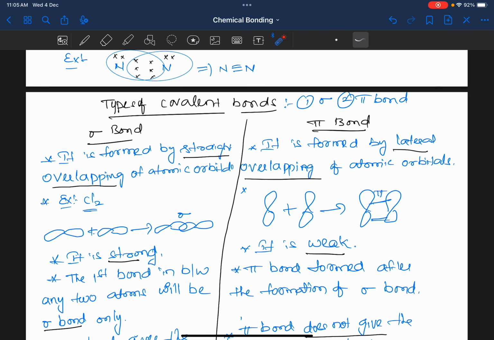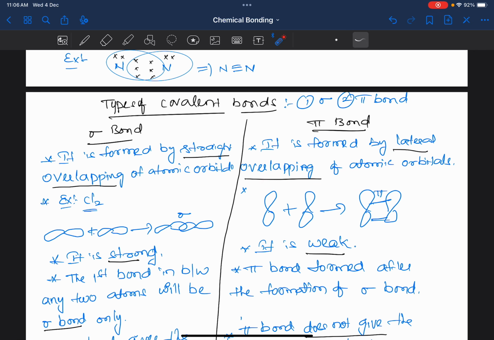So it is formed by, first I will discuss sigma bond. It is formed by straight overlapping of atomic orbitals. Okay, here this point is important. Sigma bond is formed by straight overlapping of atomic orbitals. Pi bond is formed by lateral or partial overlapping. Lateral or partial means slightly overlapping of atomic orbitals.